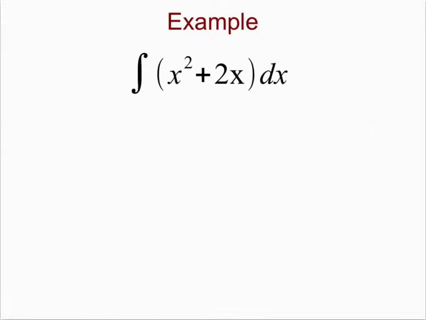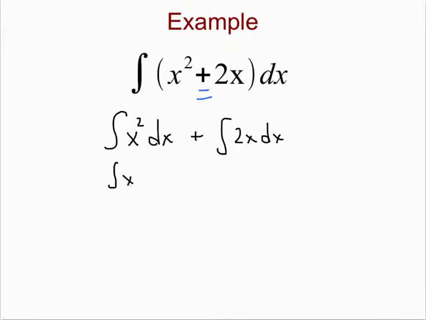So here's an example of a function that's made up of adding two functions, right? We have a sum. So the sum rule basically says we can do this integral, the integral of x squared dx, plus the integral of 2x dx, and then when we're done we can just add those two functions together to make our antiderivative.